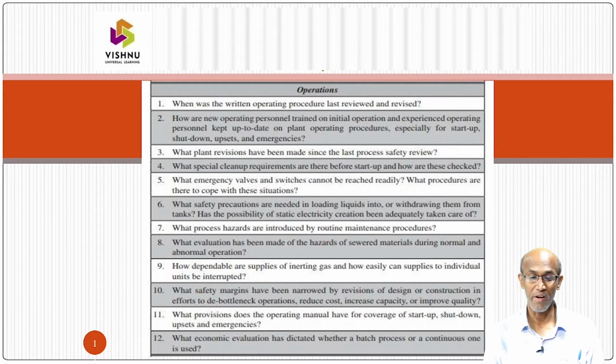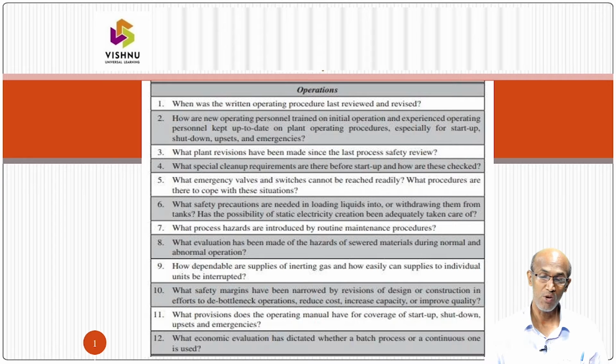How dependable are supplies of inerting gas and how easily can supplies to individual units be interrupted? What safety margins have been narrowed by revisions of design or construction in efforts to debottleneck operations, reduce cost, increase capacity or improve quality? What provisions does the operating manual have for coverage of startup, shutdown, upsets and emergencies?